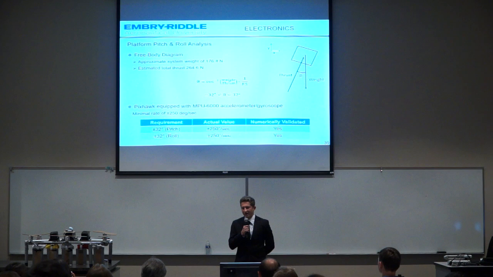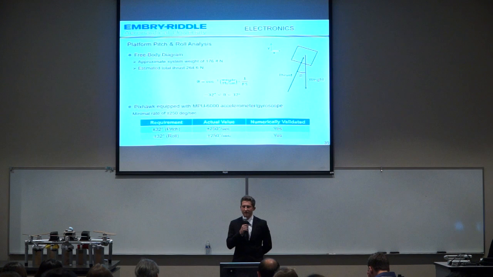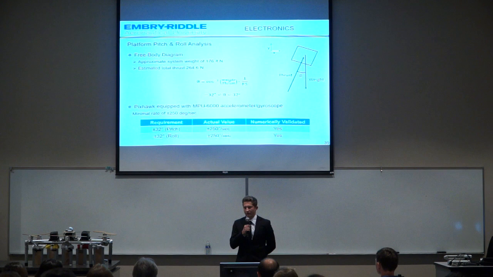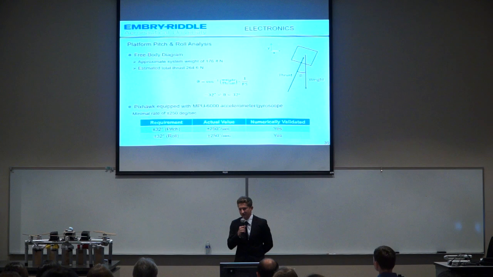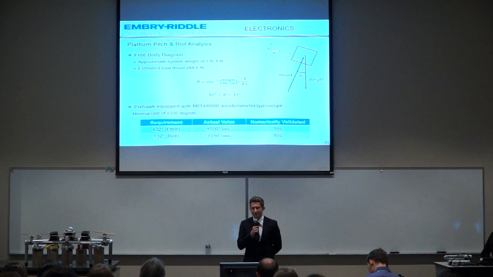In order to maintain upward flight, we must have a vertical component of the thrust that is greater than the weight pushing down on the platform for a given angle of roll or pitch, which is theta. And using a factor of safety of 1.5 after summing the forces, we can calculate theta, and we get a required roll and pitch angle of plus or minus 32 degrees.